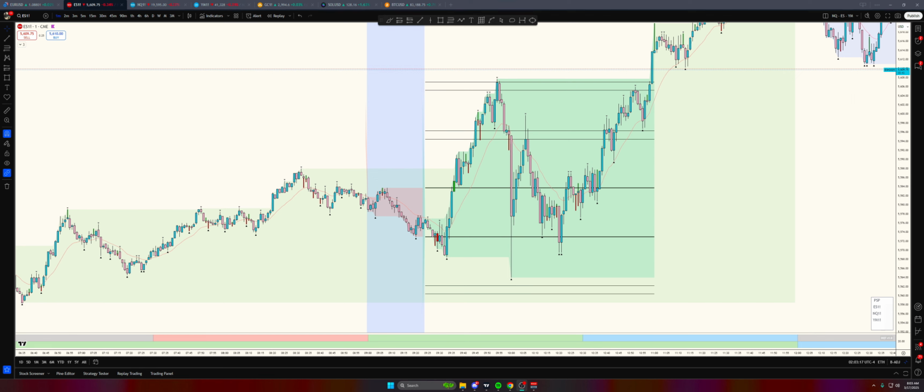Hello everybody. Today I'm going to be showing you guys an ORB strategy. This model was brought to my attention by someone called SKG, so sketchy kind of guy.